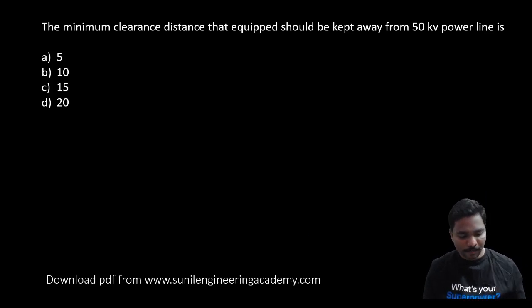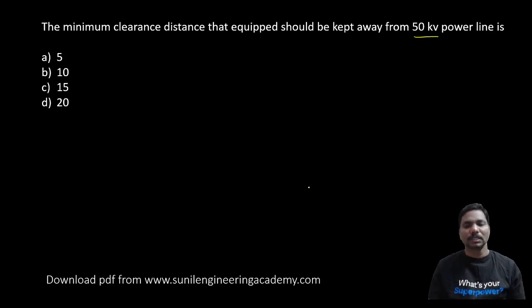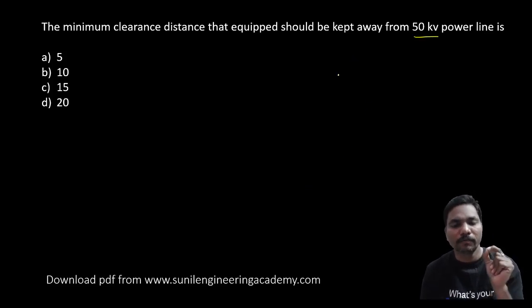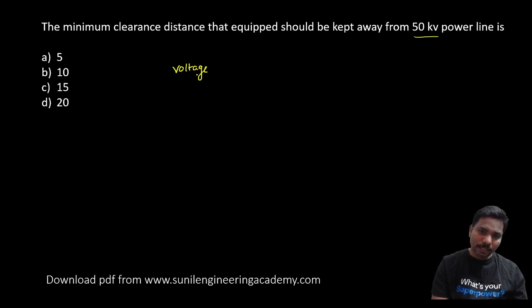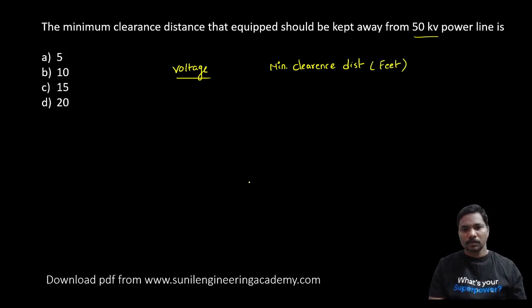Coming to the next one: the minimum clearance distance that equipment should be kept away from a 50 kilovolt power line is dash. This type of question is very important for your JEE examinations. I will give some data about this: what is the minimum clearance required for particular voltages? I am giving it in feet. They will also give it in feet, but they have not mentioned it.